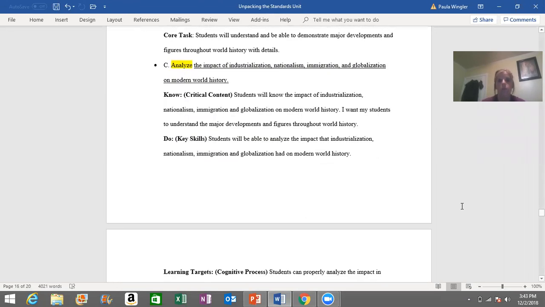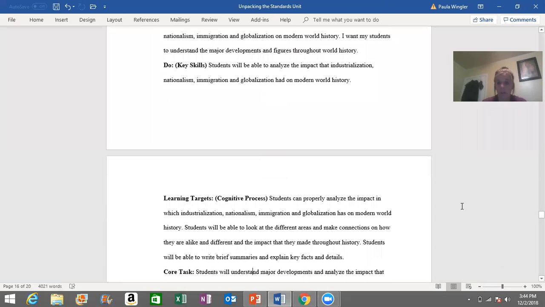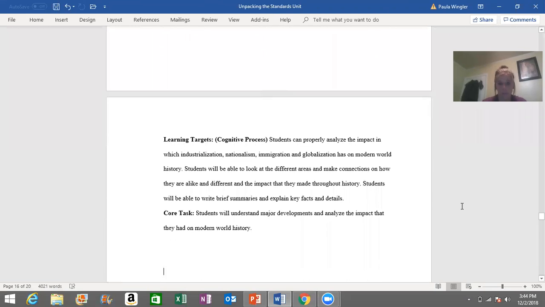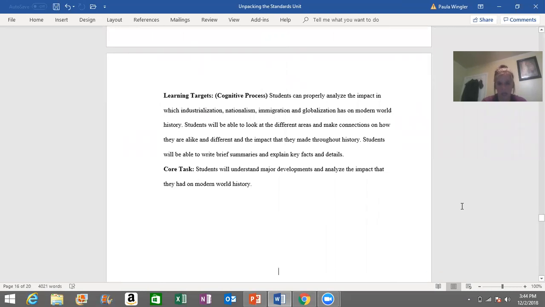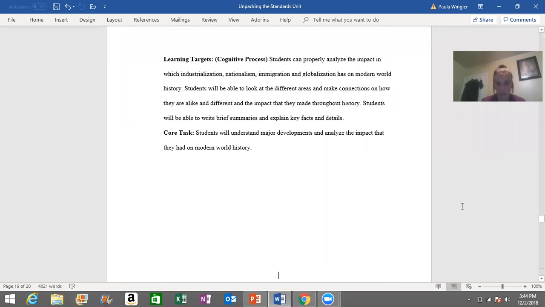For C, students will be able to analyze the impact of industrialization, nationalism, immigration, and globalization on modern world history. So students will know and understand what these impacts were, and I want them to understand the major developments and figures throughout world history. Students will be able to analyze these impacts on modern world history. Students should properly be able to analyze the impacts that all of these had on the United States, and they will understand major developments.